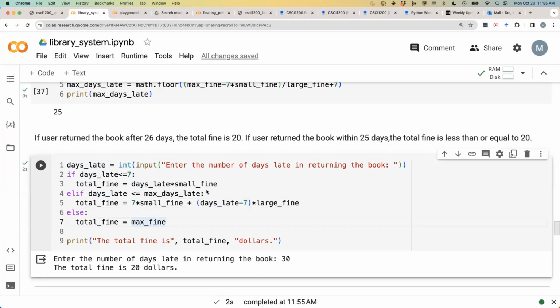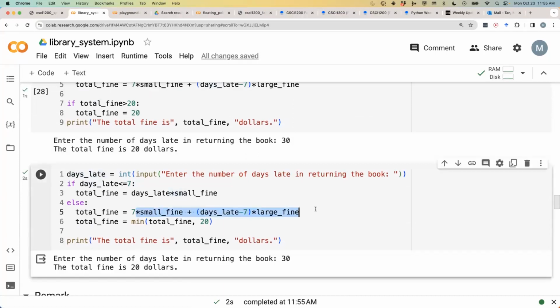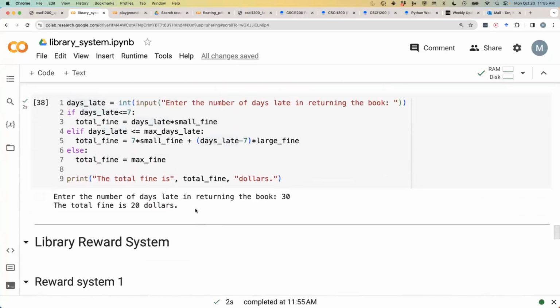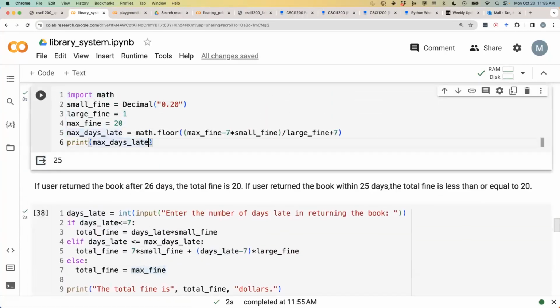Okay. So of course, this is a better version because we don't do large computation. Previously, we would do large computations here, especially when days late is very large. All right. So this is done by pre-compute. The maximum days late corresponds to the maximum fine.